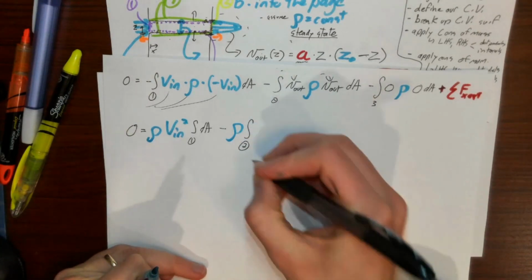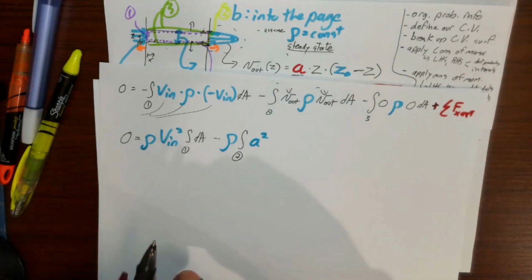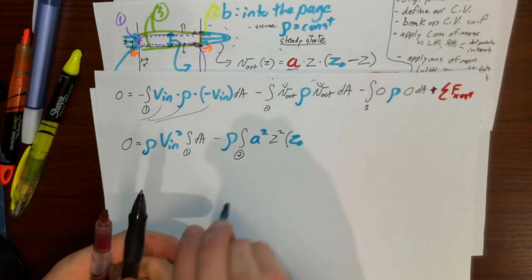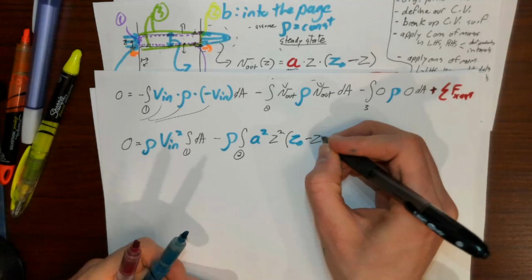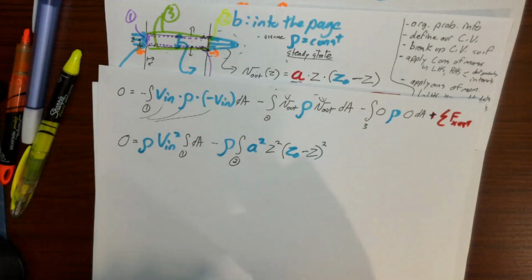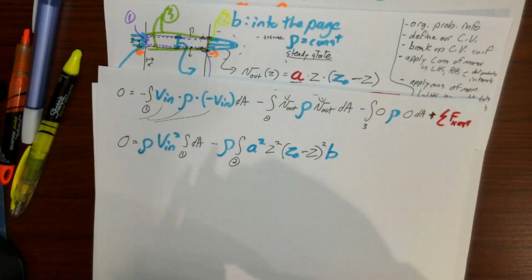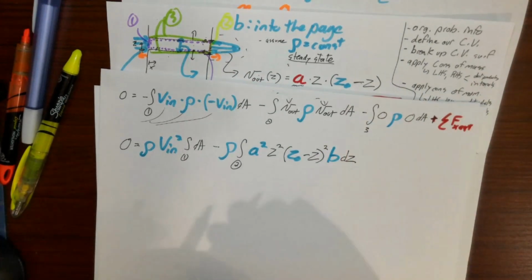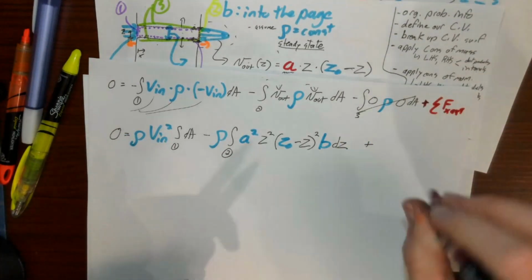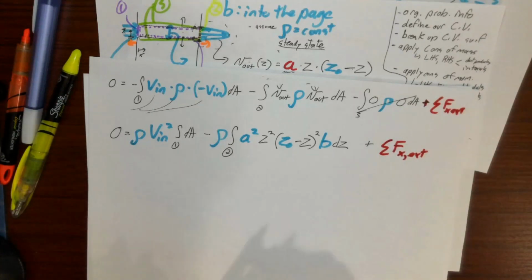integral over surface 2 of a squared z squared, quantity z naught minus z squared. And we can make the same substitution for dA that we did earlier because we're integrating in the same slicey sort of way. So in this case, it's just going to be b dz. This, of course, that one was 0, and now we have our plus the sum of all x external forces.